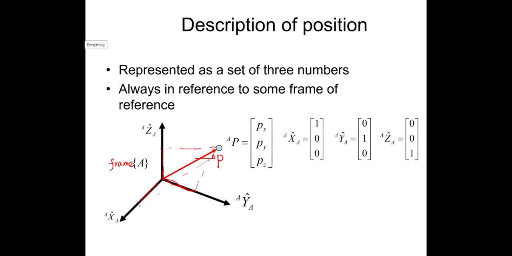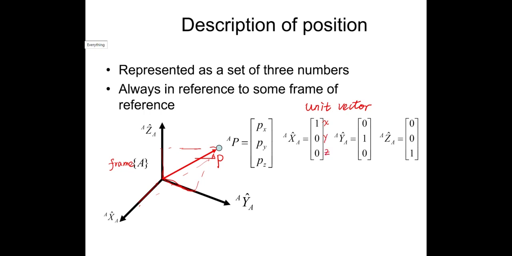And XAA means the unit vector. The unit vector means the length is 1 and it is along the desired axis. Okay, so XAA means the x-axis in the A coordinates, so that is written as 1, 0, 0. Okay, here we have x, y, and z.